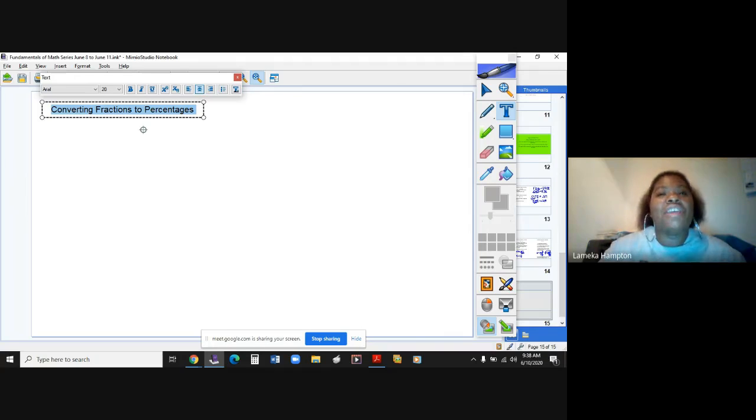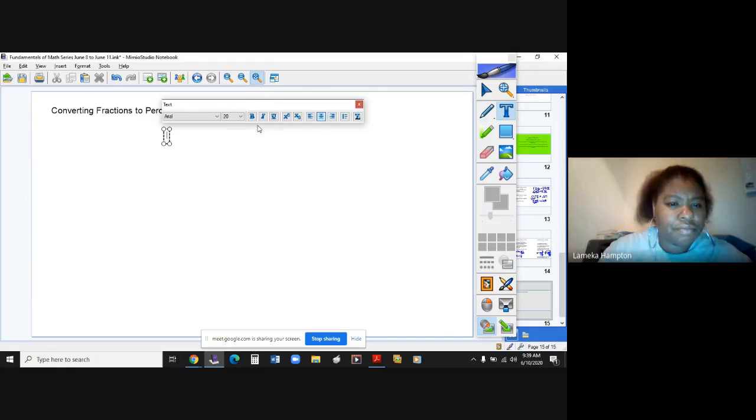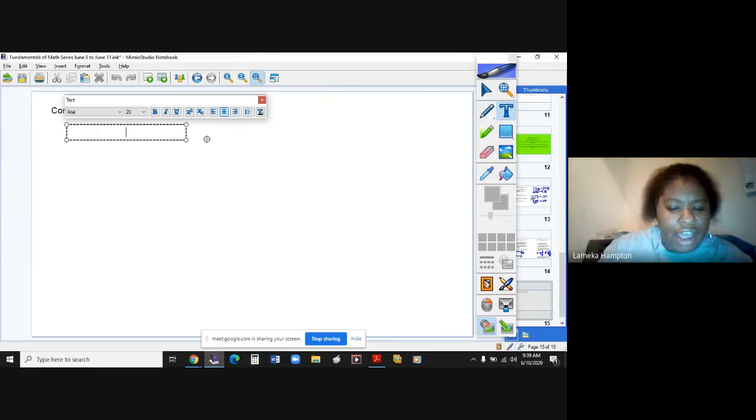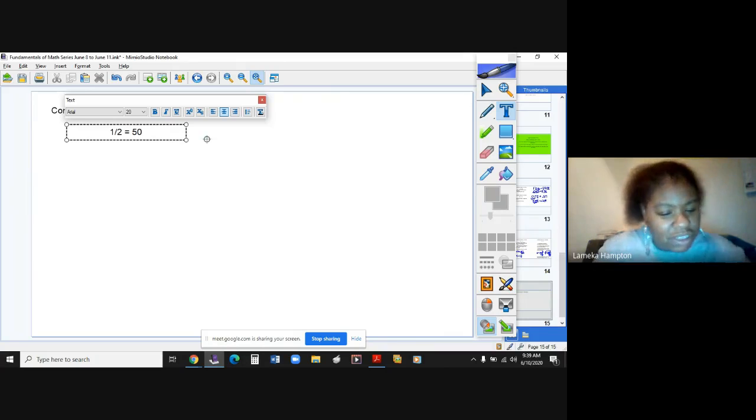Because the one way you can do this, you can convert your fraction to a decimal and then your decimal to a percent. That's way too much, because remember, you want to use the tips, the tricks, the shortcuts as much as you can on any of your tests that you're taking, because all of your tests are timed. So now I have my fraction, which is 1/2, and that is converted to 50%.